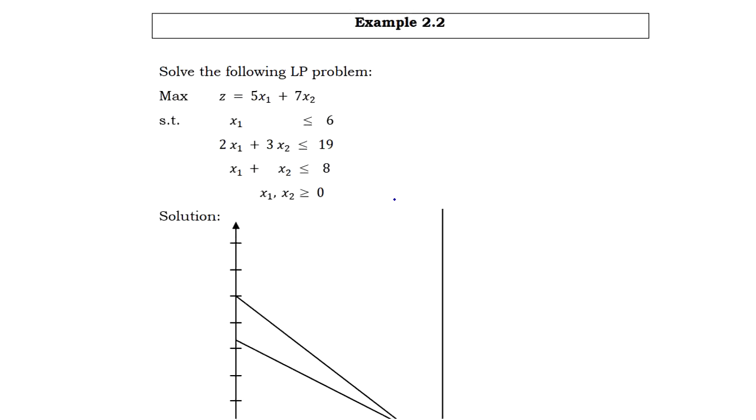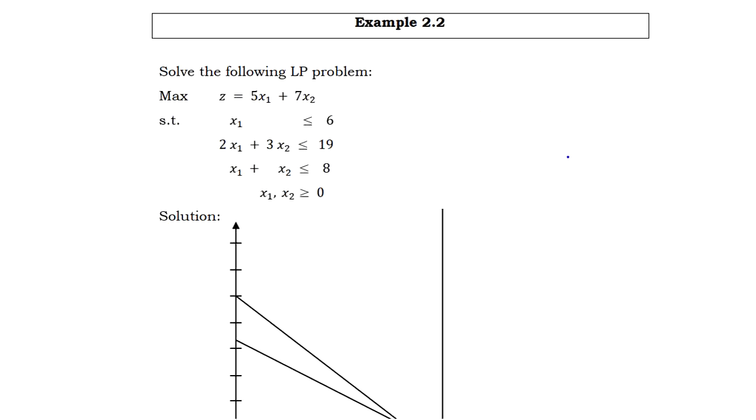So for this problem, the objective function is maximize z equals to 5x1 plus 7x2. First constraint, x1 less than or equals to 6. And second constraint, 2x1 plus 3x2 less than or equals to 19. Third constraint, x1 plus x2 less than or equals to 8. And the lower bound is x1, x2 must be greater or equals to 0.